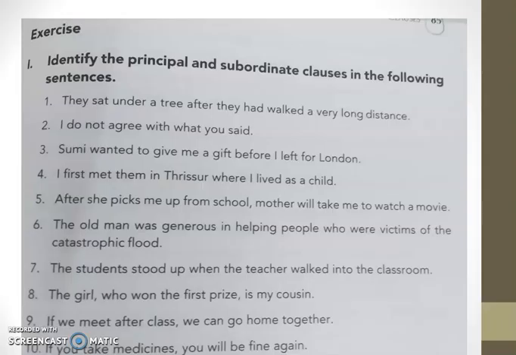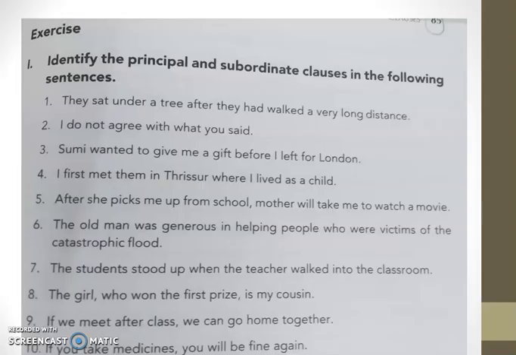So you should not think that the first clause of a sentence is the independent clause and the second one is the dependent clause. It need not be like that. It can be in any order. You just need to check whether a clause can stand as an independent sentence or not. That is what you need to check.